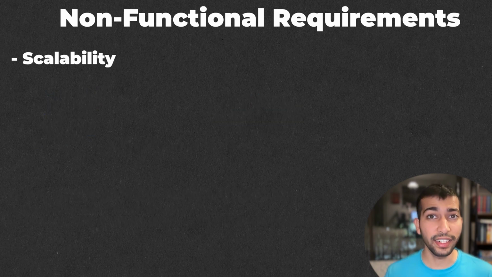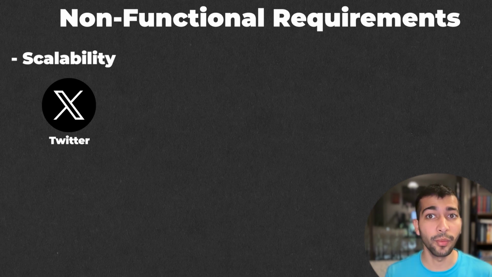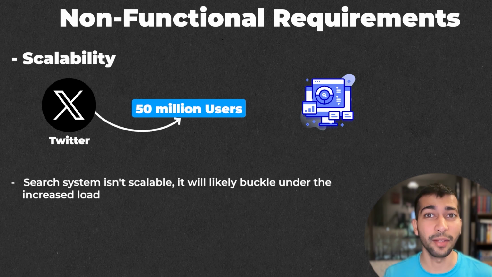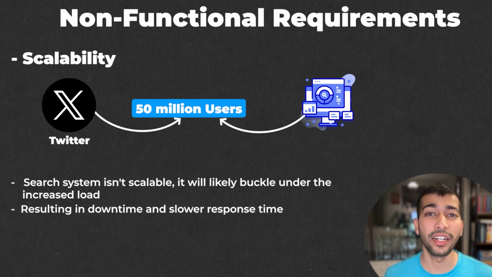performance. So let's say our Twitter search platform currently handles 10 million users, but in the next year, it is projected to handle 50 million users. So if the search system isn't scalable, it will likely buckle under the increased load, resulting in downtime and slower response time. Building scalability into the system from the start ensures that we do not land up in that situation.